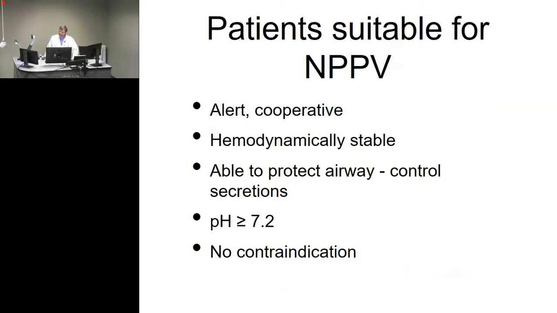We want them to be hemodynamically stable, and so if they're hypotensive with 60/40, this is not the patient to try out on non-invasive ventilation. And then I use a pH of 7.2. When we talk about ARDS and invasive mechanical ventilation, we start to talk about permissive hypercapnia and allowing the pH to go down to about 7.15, but I think for non-invasive, 7.2 is a really nice cutoff point.